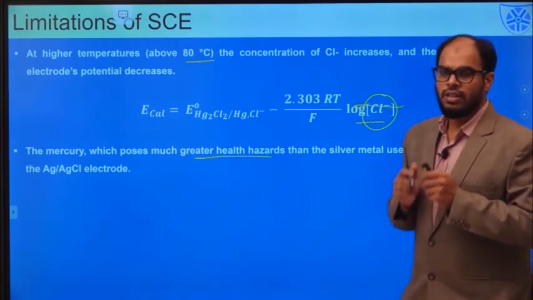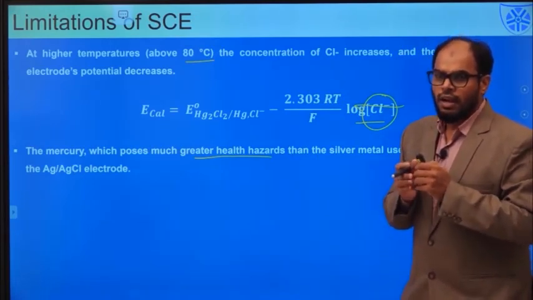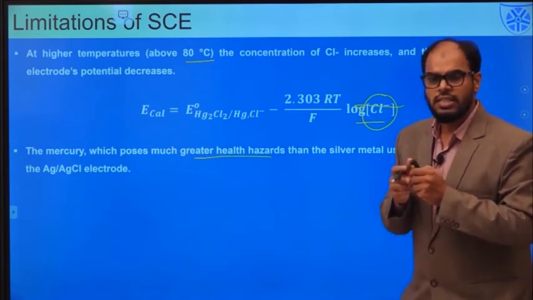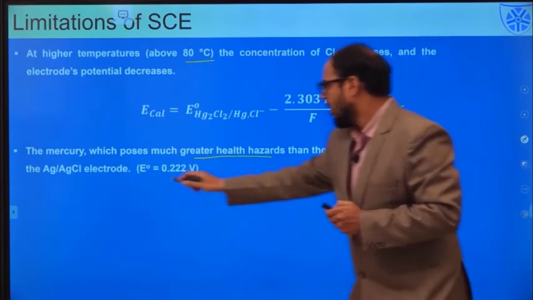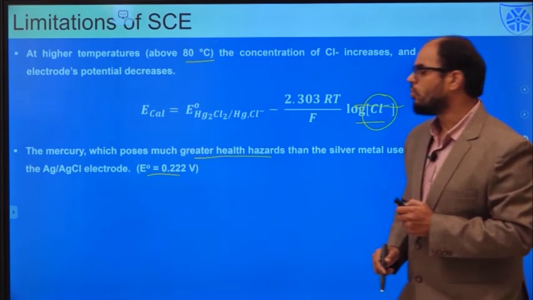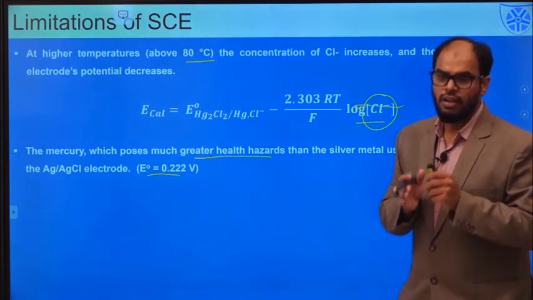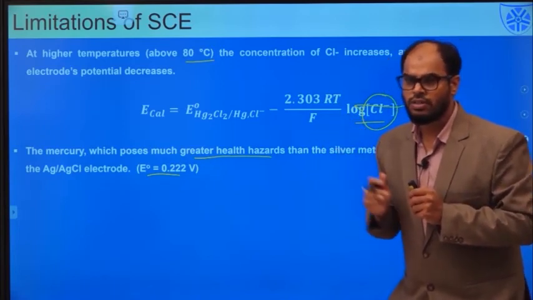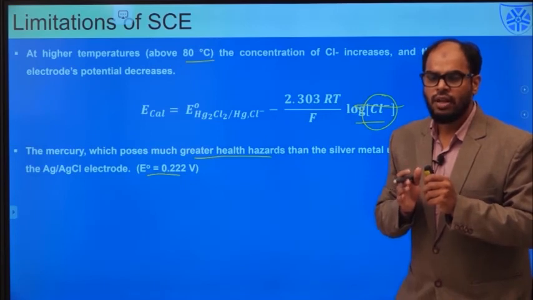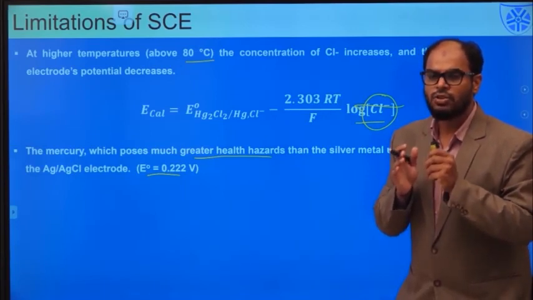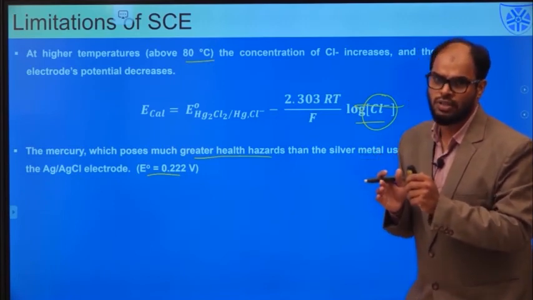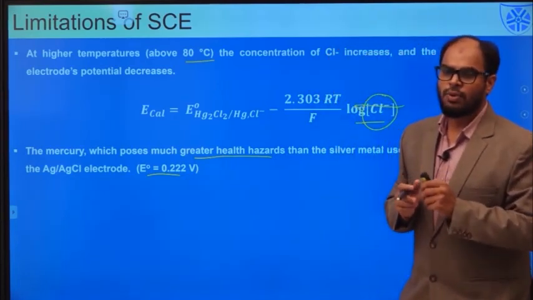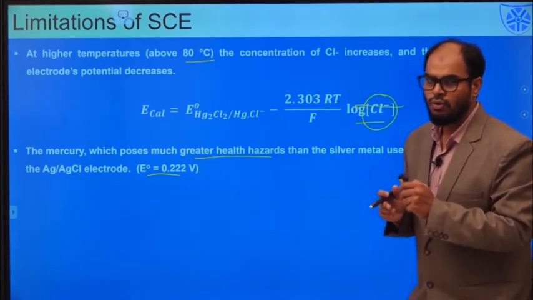So, these two limitations will automatically pave the way for a new reference electrode called the silver chloride electrode, whose potential is 0.22 volts. So, we should know that for a SCE electrode, the electrode potential measurement value is 0.0 volts. For saturated calomel electrode, the electrode potential at the standard condition is 0.244 volts. For silver chloride electrode, the electrode potential value is 0.222 volts.